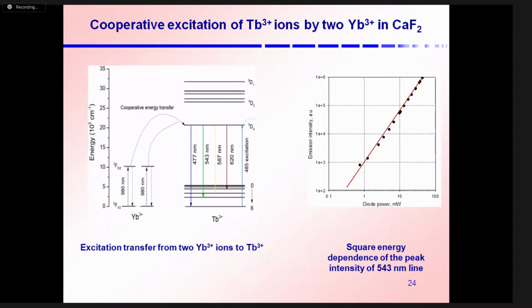So we checked the intensity dependence of these green lines of terbium in our system compared with the excitation from the laser diode at 946, and we got the square dependence that really proves that the excitation of the terbium goes by cooperative energy transfer from two ytterbium ions, and they give us the excited terbium ions, and this terbium radiation.